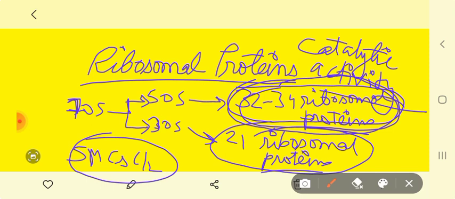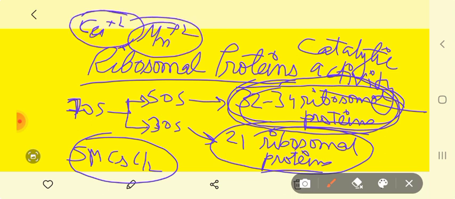Now, metallic ions I have already discussed a little: with the help of magnesium ions, these two ribosomal subunits unite. Other ions found are calcium ions and manganese ions. These two ions are also observed in ribosomes. So this was about the structure of ribosomes.